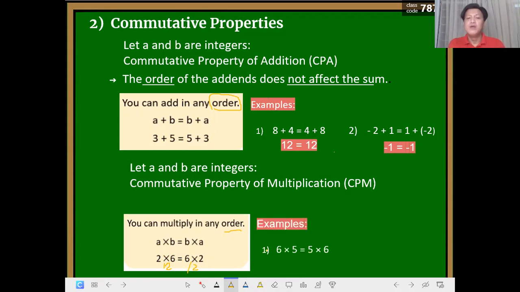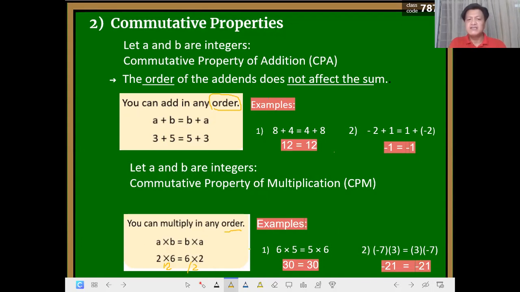Example pa natin. What is 6 times 5? You can write as 5 times 6. They have the same product. Meaning to say the factors have the same product regardless of the order. Another, we have negative 7 times 3, you can write as 3 times negative 7. But if you're going to get the product of the given factors, that is the same. Negative 21 is the same with the product of the two integers on the right side.